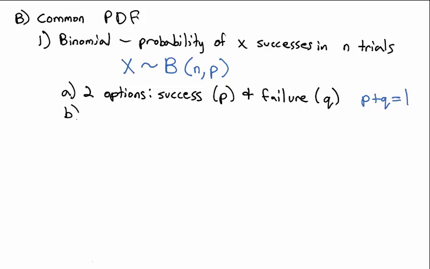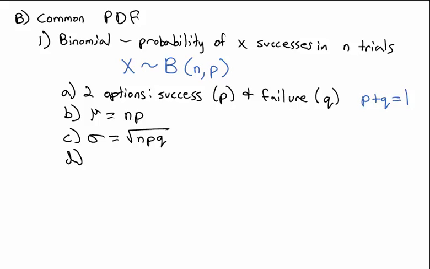What's nice about this common PDF, though, is we don't have to go through all the work to calculate mu, the average, because if we know the number and the probability of a success, we just multiply the number times the probability of success, and that tells us the binomial distribution's average. The standard deviation is the square root of NPQ. Q is the probability of failure.